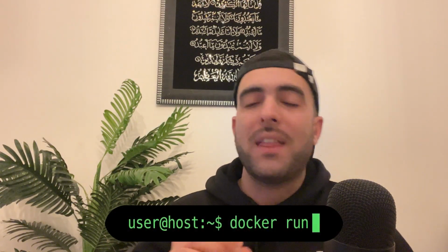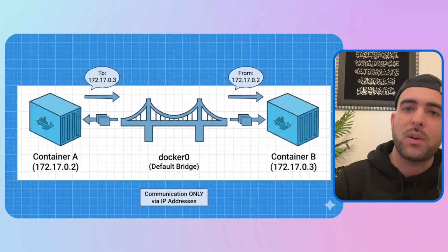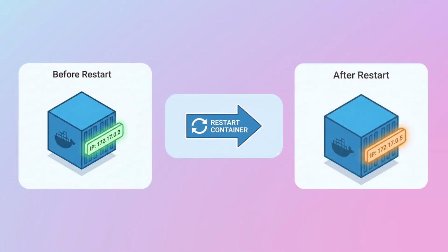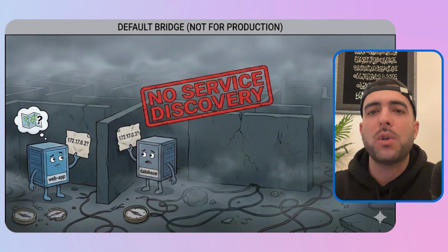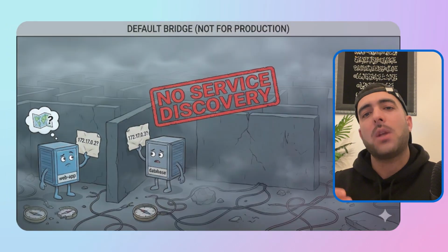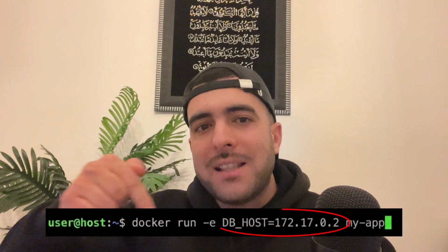So first we've got the default bridge. When you run docker run without any flags, you are put on the default bridge. Now here's the problem. In the default bridge, containers can only talk to each other via IP addresses. But container IPs, as we all know, or maybe some of you don't, but anyway, container IPs are like temporary phone numbers. They change every time you restart the container. So here's a tip for you. Never use the default bridge for production. Why? Because it doesn't support automatic service discovery. So you want your app to talk to the DB or database, but not to the container's IP address.